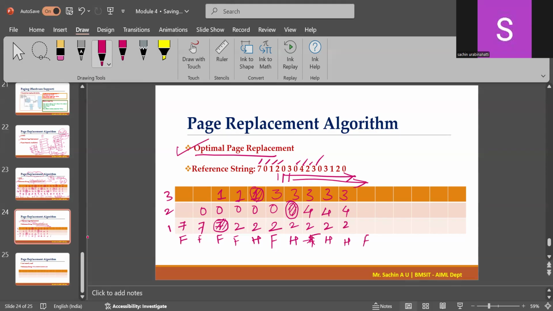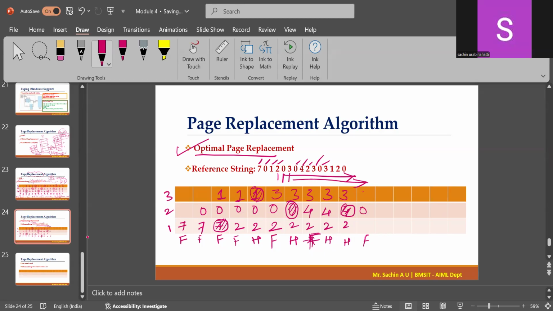So here also you can mark it as a fault. Instead of a star, I will mark it as a fault. So 0 is not there, so I will mark it as a fault. So instead of 0, which one should I replace? 3 is where in the near future I am using it. I can go with 2, 2 in the near future I am using it, 4 I am not using. So I will replace 4 with 0.